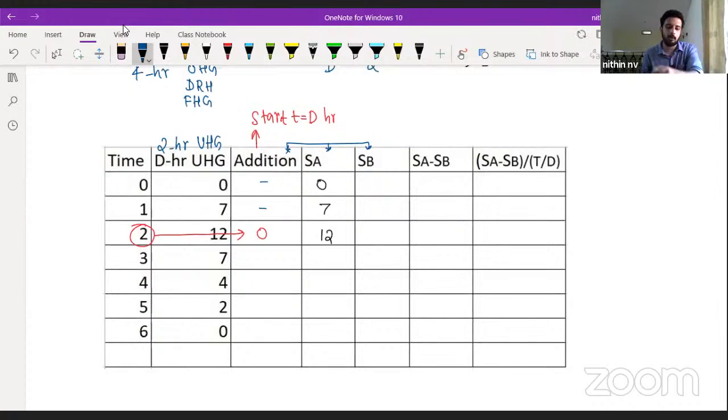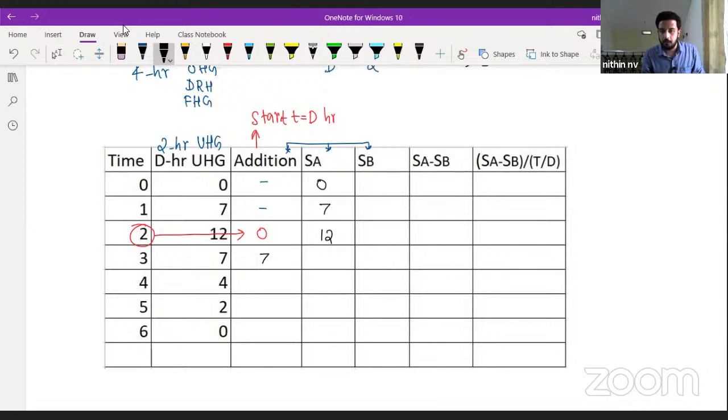Three elements we got in the SA column. Now what can we do now? I told you the same elements will be there in the addition column, SA column and SB column. Now what will be the second ordinate here then? Please tell me.